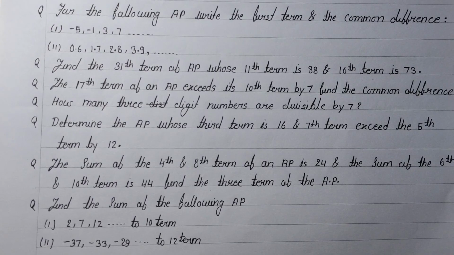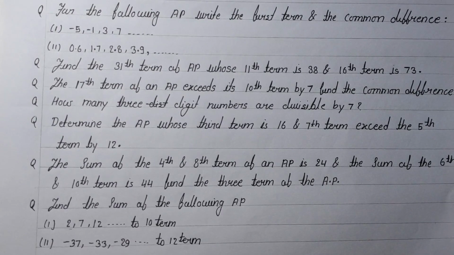Next, determine the AP whose third term is 60 and 7th term exceeds the 5th term by 12. Next, the sum of the 4th and 8th terms of an AP is 24 and the sum of the 6th and 10th terms is 44. Find the first 3 terms of the AP.